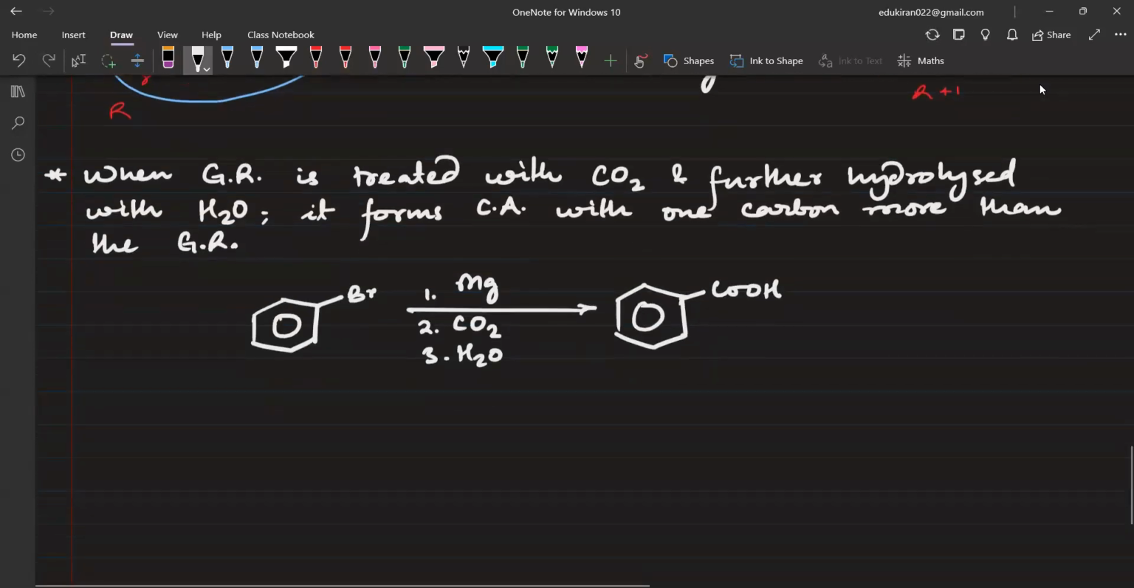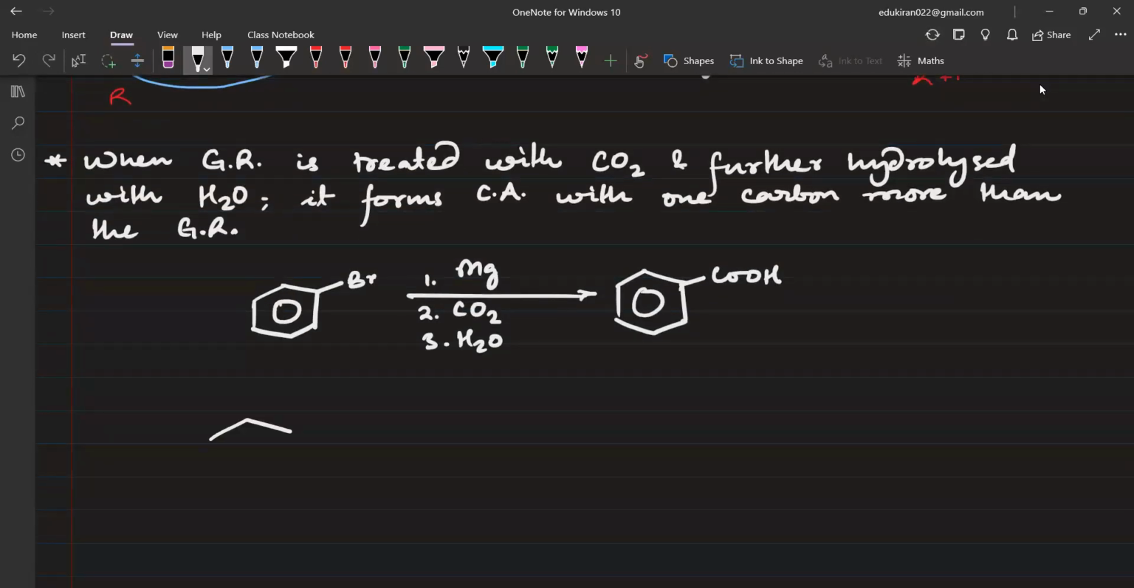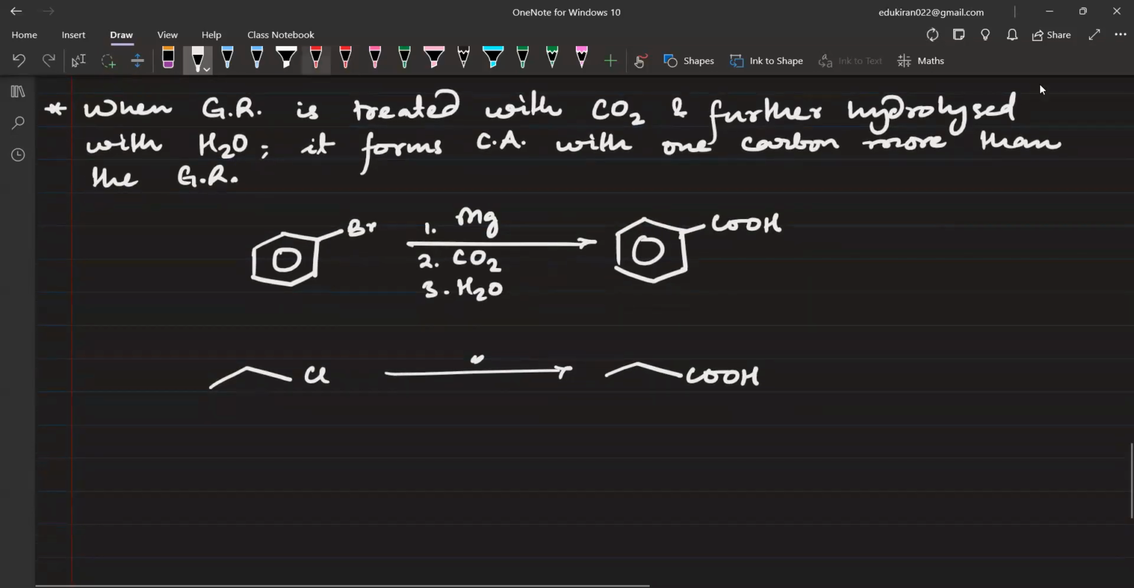Okay, that's it. For example, if you have something like this, let's suppose you have now chlorine. We are using the same reagents, all the three. Then wherever chlorine is attached, you will add carboxylic acid, COOH. Okay, that's it. Now the conversion that we did was ethanol to propanoic acid.